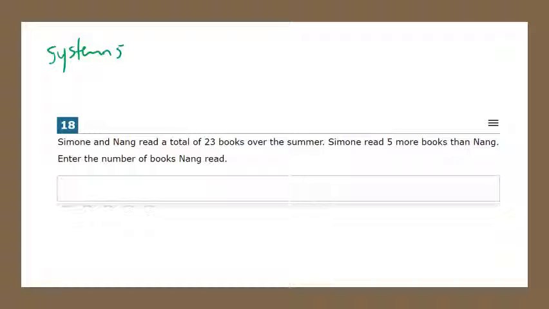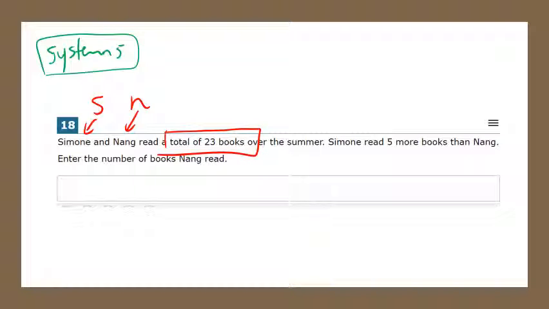Now, if you think back to a couple problems ago, what you should remember is that we needed to first come up with 2 variables that represent our situation. So I'm going to pick an S and an N to represent the amount of books Nang and Simone read individually. So the first equation that I can set up is this total number of books. So put together Simone and Nang, and I know that they read 23 books altogether.